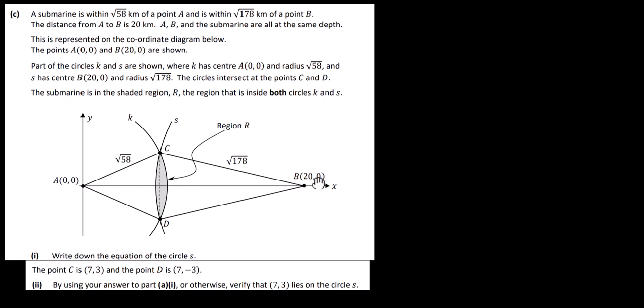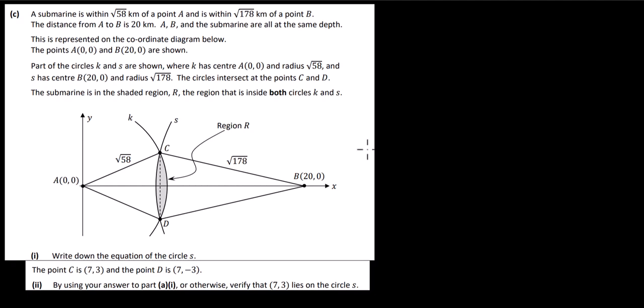Part of the circles K and S are shown, where K has center 0, 0 and radius root 58, and S has center 20, 0 and radius square root 178. The circles intersect at the points C and D, which are here. The submarine is in the shaded region, the region that is inside both circles K and S. Write down the equation of the circle S.